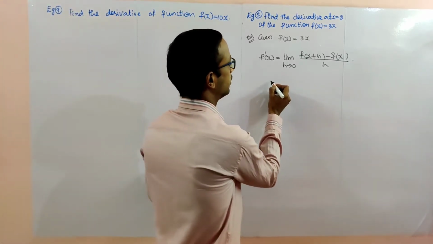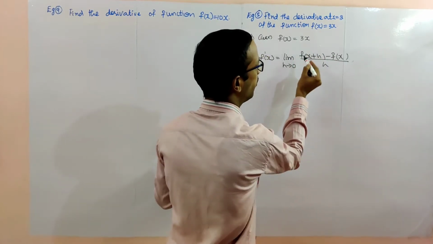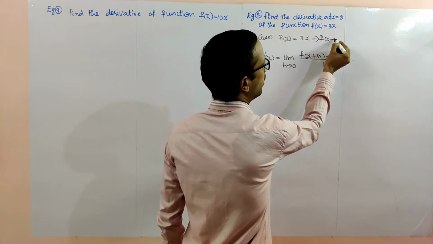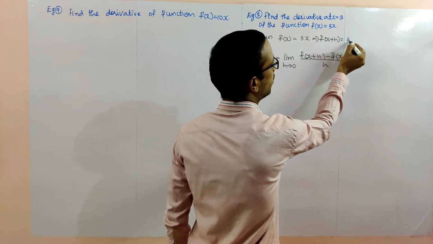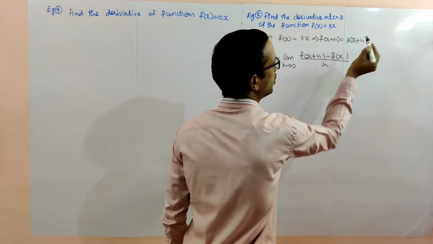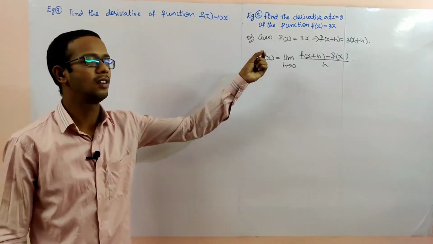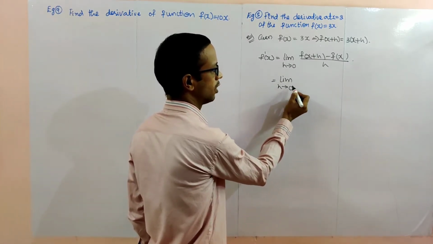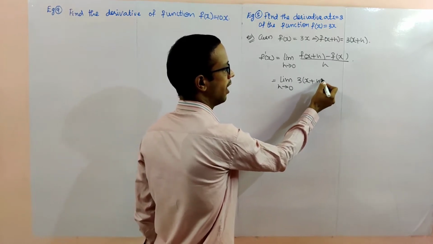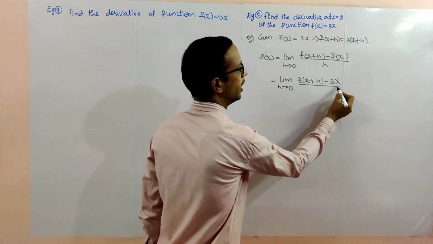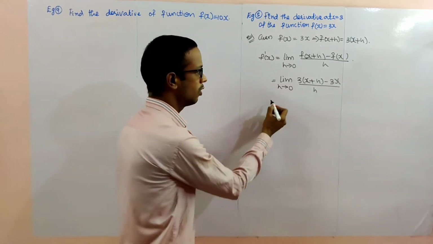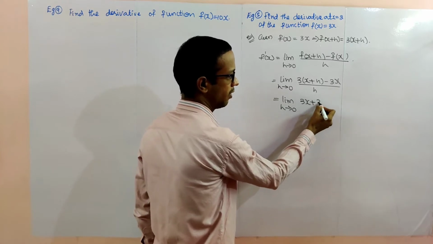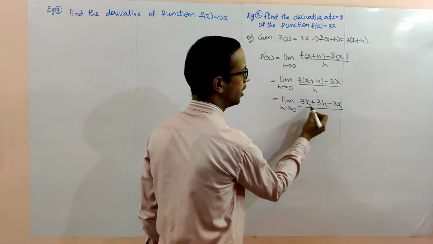Now I'll substitute here. Here f of x value is 3x, and f of x plus h value is 3 into x plus h. Just x plus h we have to write. So next, substitute: limit h tends to 0, 3 into x plus h minus 3x divided by h. Now multiply inside: limit h tends to 0, 3x plus 3h minus 3x divided by h.